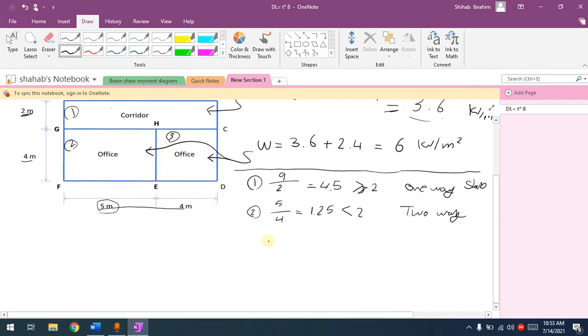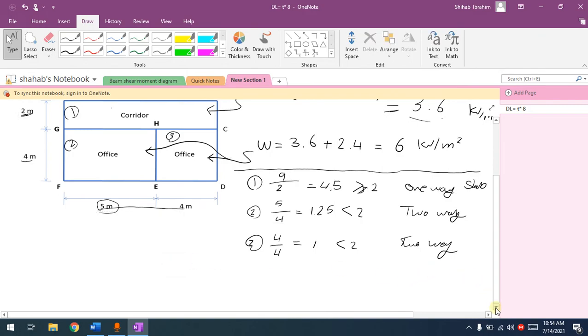Four by 4, we have it. So for the third slab, 4 over 4, it's going to be 1. It's smaller than 2. Again, we have a two-way slab. Now we have two-way slabs and one-way slab. Now how is this going to help us do the things that we have?